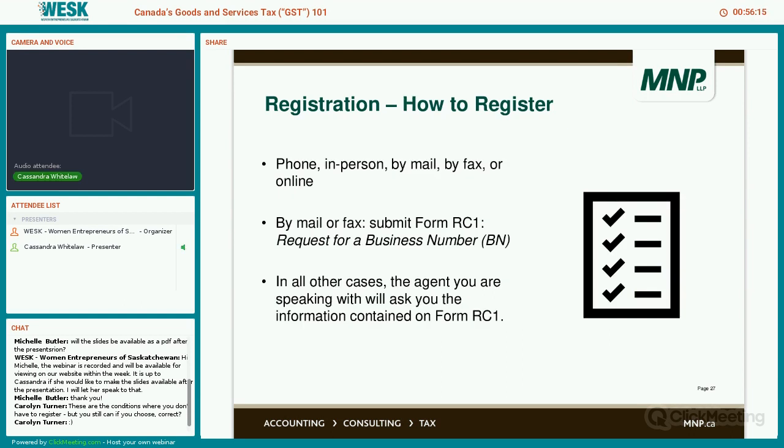So how do you go about registering? There's several ways that you can register. It can be done on the phone, it can be done in person, by mail, by fax, or online. By mail or fax, you can submit Form RC1, which is Request for a Business Number. This is the form that you fill out even if you've already got a business number. If you already have a business number, you only need to fill out certain sections of the form. In any other case, when you're registering by speaking to an agent, then the agent's basically going to ask you all of the information that's contained on this form. So this includes things such as the business identification, the structure of the business, the major business activities, the estimated annual sales, and the reporting period, which I'll get to in the next slide. For corporations, if you don't already have a business number, you'll also need to provide your certificate of incorporation.